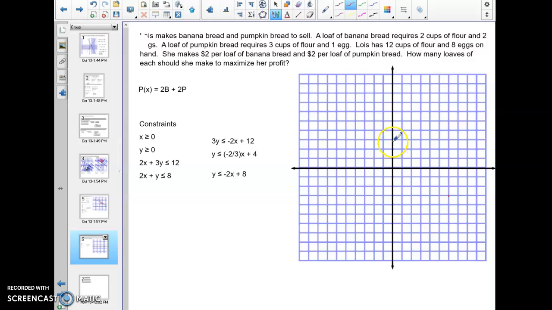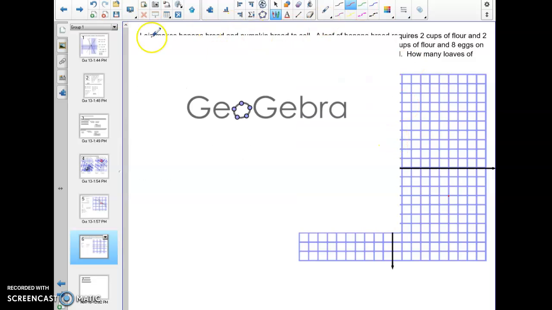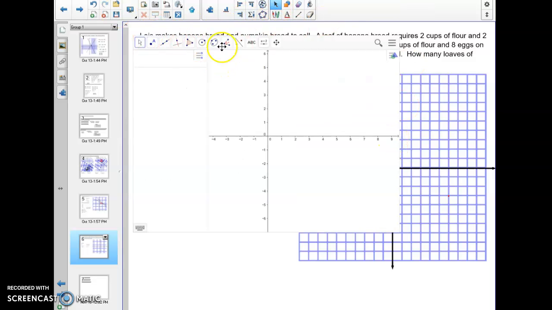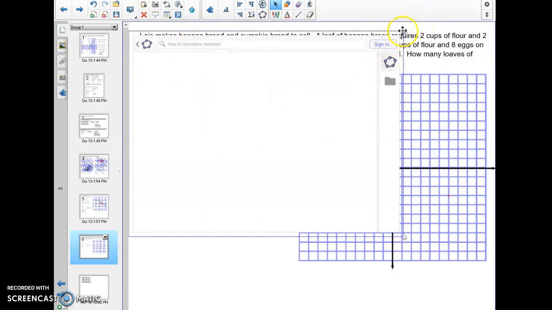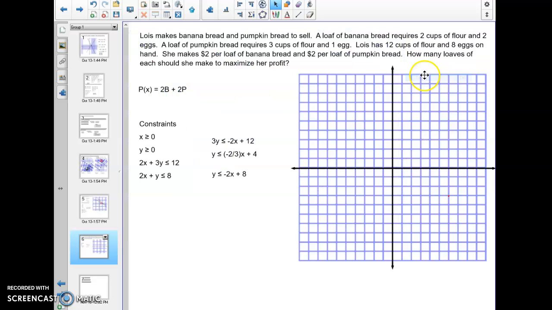So 1, 2, 3, whoa. Sorry about that. I'm not sure what happened there. Okay, so now we have 4, 1, 2, 3, 4. And now we get negative 2/3. Down 2, right 3. Down 2, right 3. And that should be enough for my line.